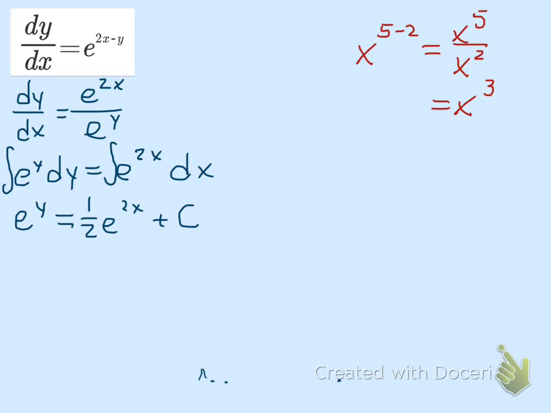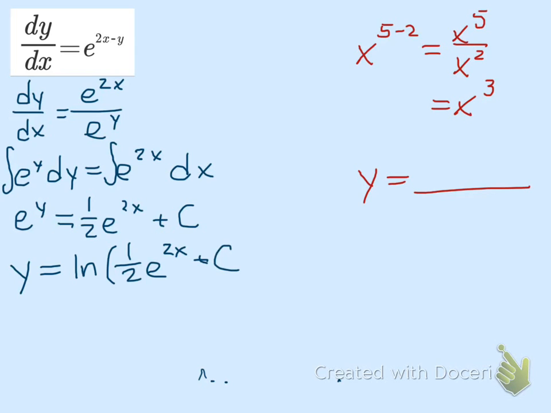So again, kind of like the previous example, if I've got an exponential and I want to get rid of it, I need a log. Here I need a log with a base of e, which is the natural log. Because again, the goal is to have y equals something. Well, my y is in the exponent, so I get rid of that by taking the natural log of both sides, and I get y equals the natural log of 1/2 e to the 2x plus c.